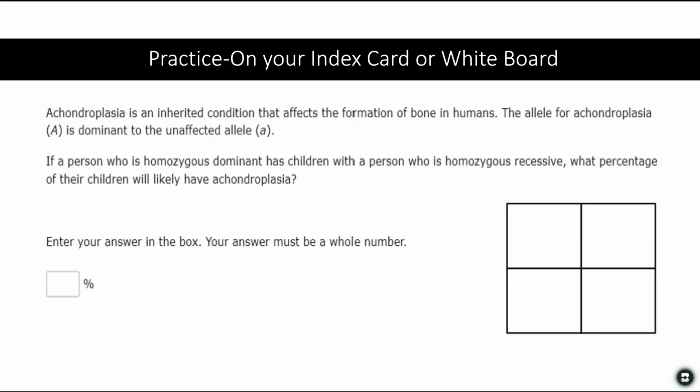Here's a practice problem now. Achondroplasia is an inherited condition that affects the formation of bone in humans. The allele for achondroplasia, capital A, is dominant to the unaffected allele, lowercase a. So they're saying that achondroplasia is dominant. And if you don't have it, you're recessive. How do I know it's recessive? Because they're saying unaffected is using a lowercase a, and lowercase letters are recessive.